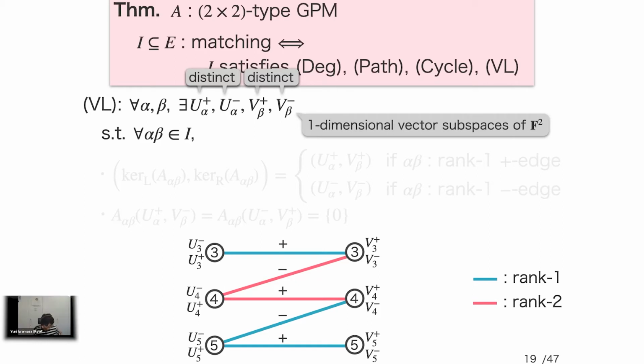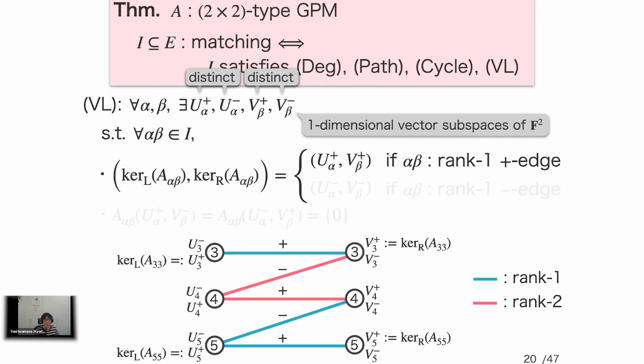Now we have two spaces, plus space and minus space, for each vertex, like this. The first condition is on a rank 1 edge. If alpha beta is a rank 1 plus edge, then the plus spaces of alpha and beta coincide with the left and right kernel of A alpha beta. So in this picture, there are two plus rank 1 edges here and here. So the plus spaces of these vertices are determined by the left and right kernel of A33, respectively.